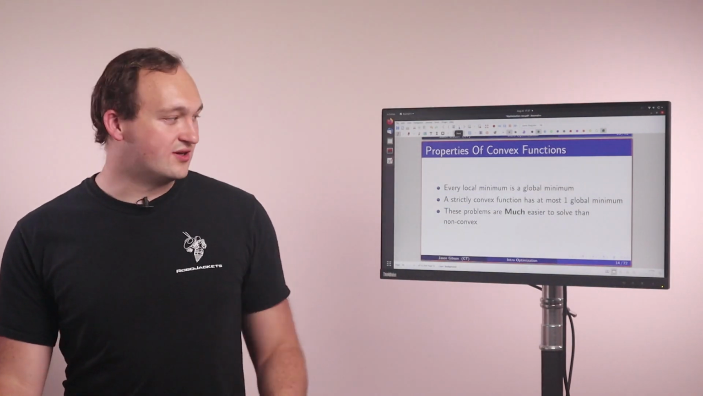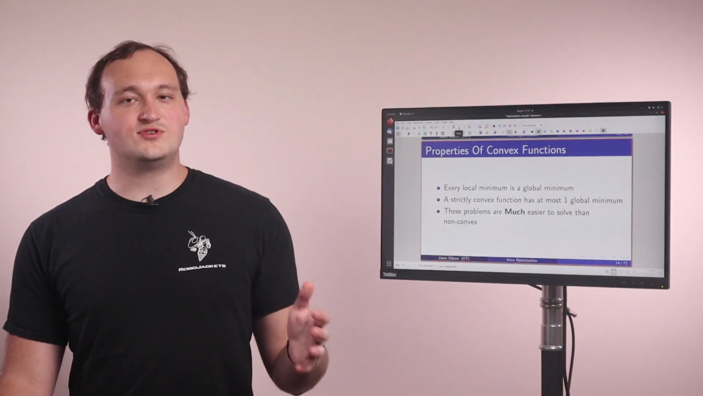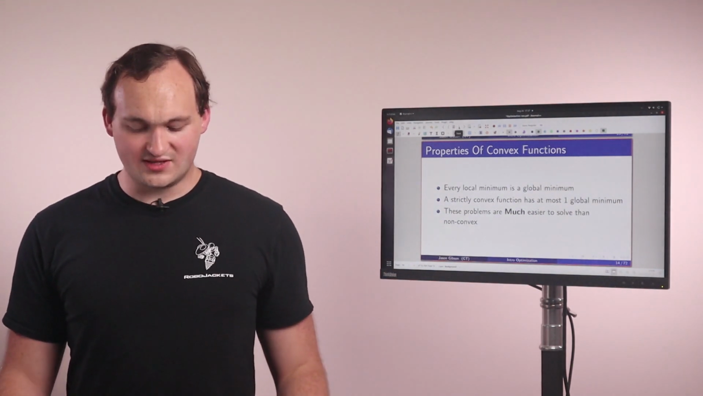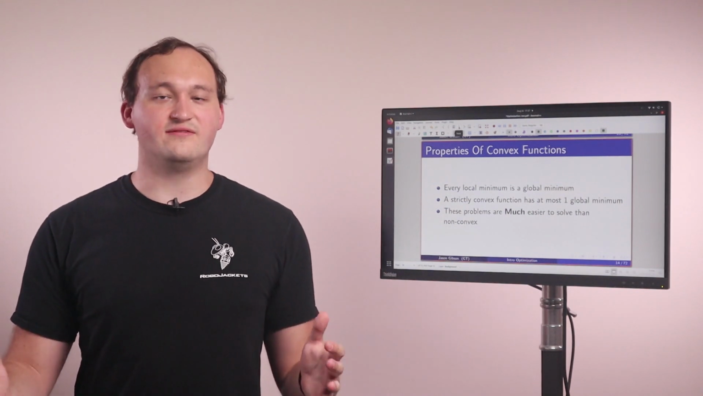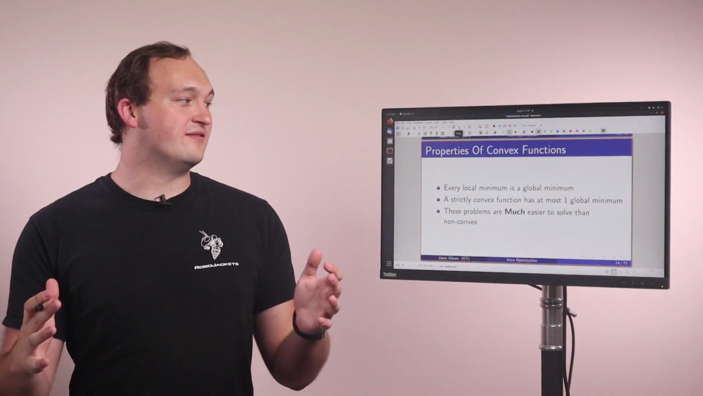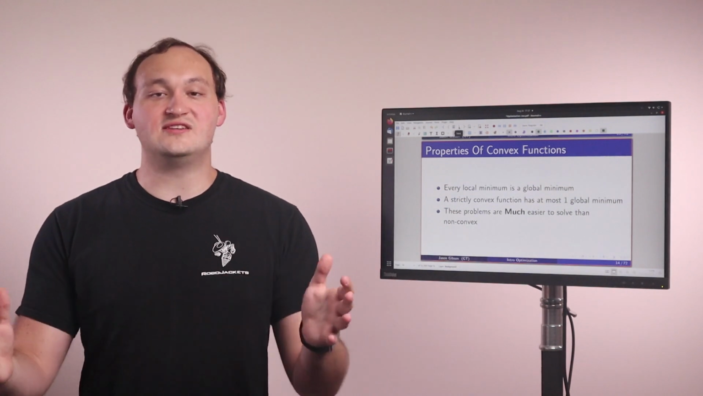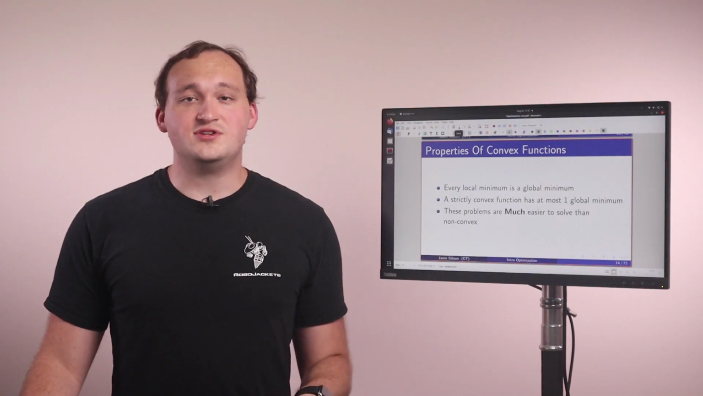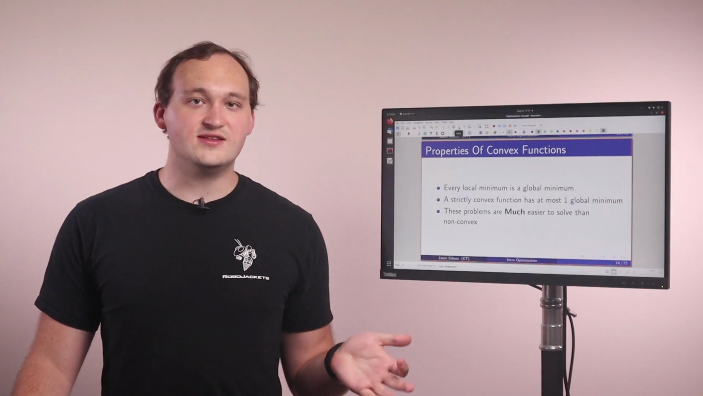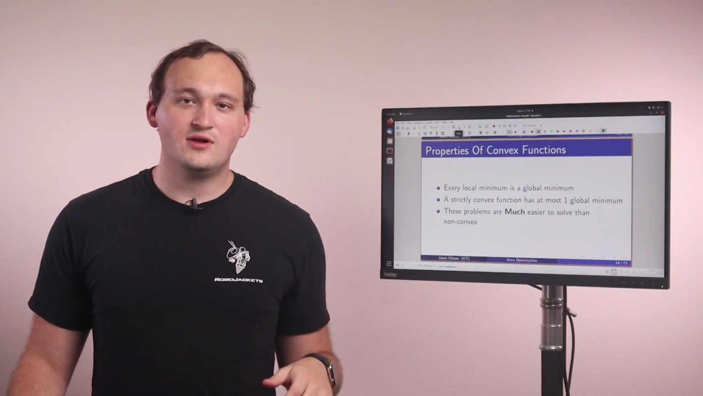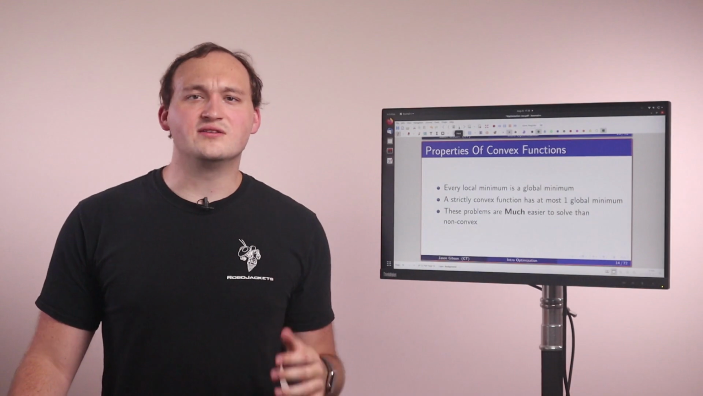There's also something called a strictly convex function. That means there is at most one global minimum. So if we find some local minimum, it has to be a global minimum because it's a convex function. And since it's strictly convex, there's only one of those, so we found the best value possible. Convex functions are much easier to solve than non-convex functions. So anytime you're doing optimization, you really want to try to find some way to make it a convex problem rather than try to solve some really unwieldy non-convex problem.